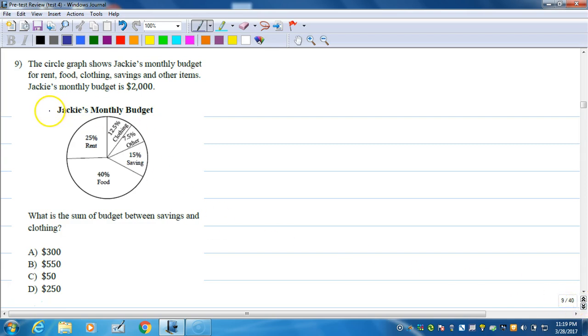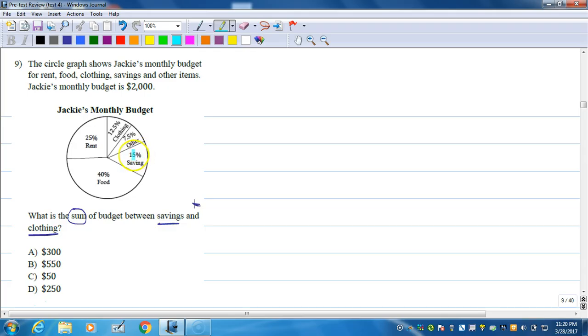Number 9. Now, in this question, if you get one, promise you're going to get a calculator. The circle graph shows Jackie's monthly budget for rent, food, clothing, savings, and other items. Jackie's monthly budget is $2,000. What is the sum of the budget between savings and clothing? Sum means to add something. You're going to add savings plus clothing.